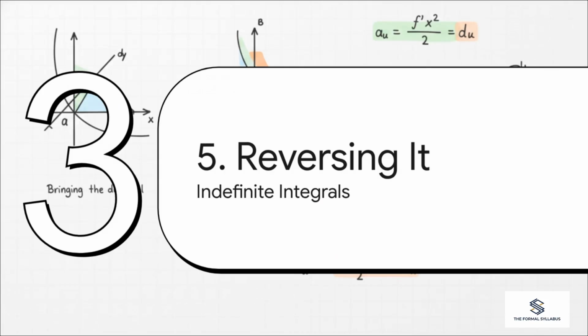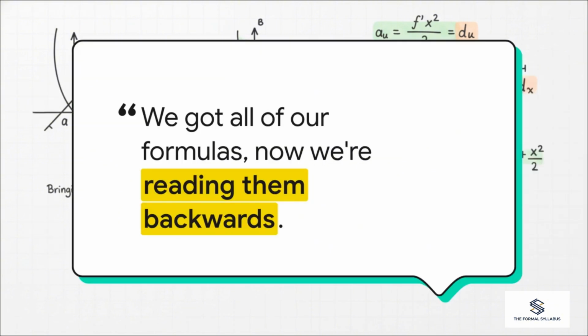All right, let's flip the script. Section 5, reversing it, indefinite integrals. I love this quote because it really captures the essence of the indefinite integral. We're taking the differential, that dx piece we just mastered, and trying to figure out the original function it came from. We're running the machine in reverse. And because differentiating any constant just gives us 0, our answer is always a bit ambiguous, which is exactly why we always have to add that constant C.